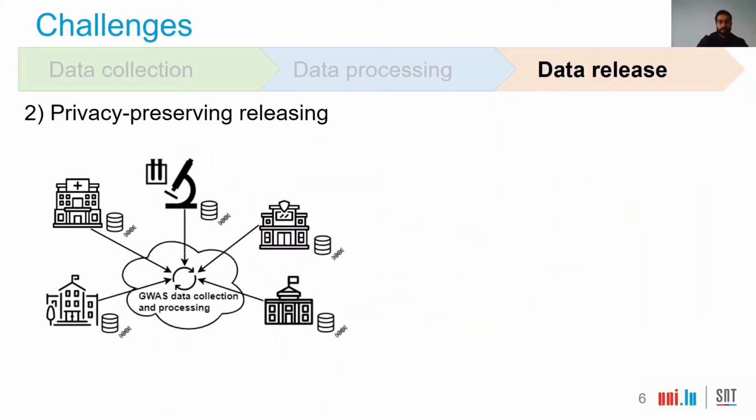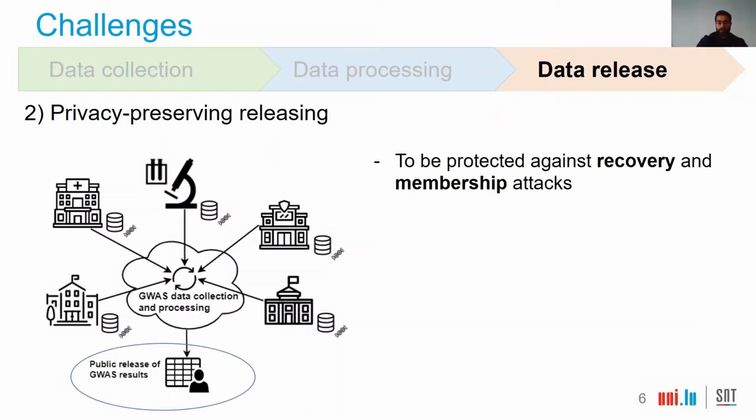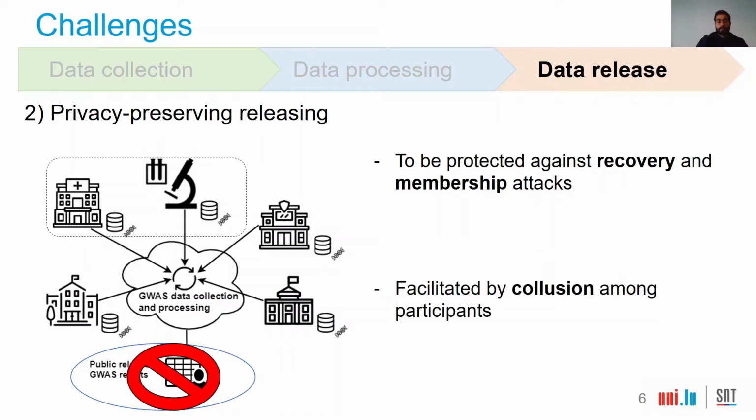The second challenge is on the data release of GWAS. It has to be done in a privacy-preserving manner. It has been shown in the literature that the simple release of GWAS results is vulnerable to recovery and membership attacks. And since 2018, the GWAS results are not made public anymore. In addition, these attacks can be facilitated by collusion among participants.